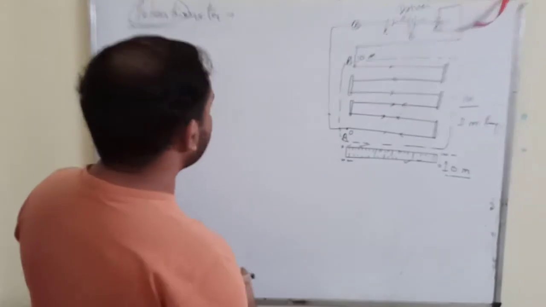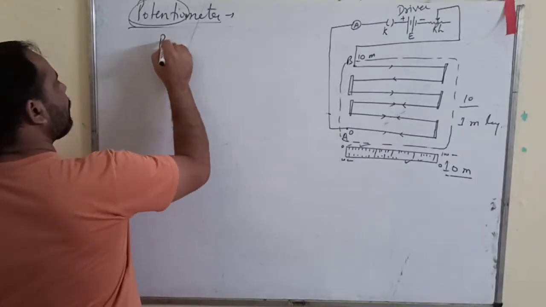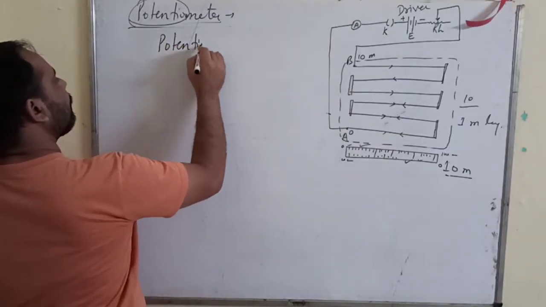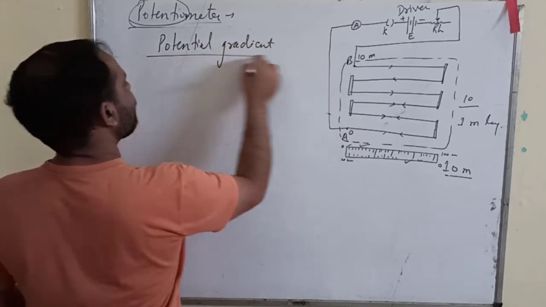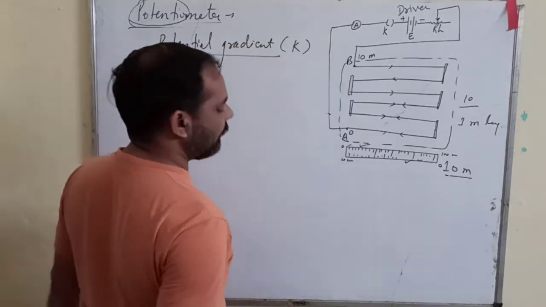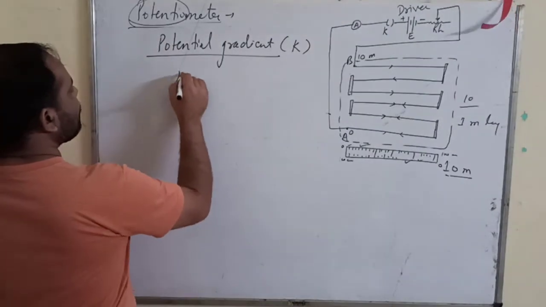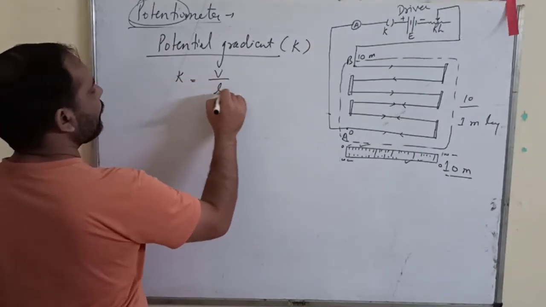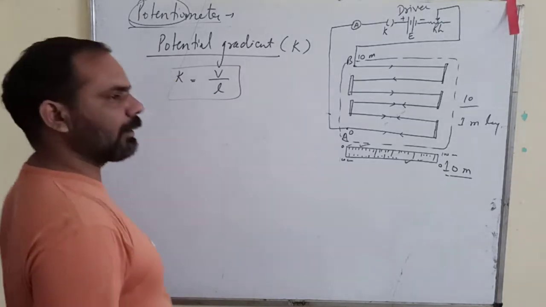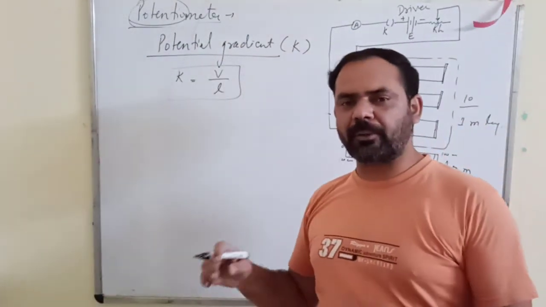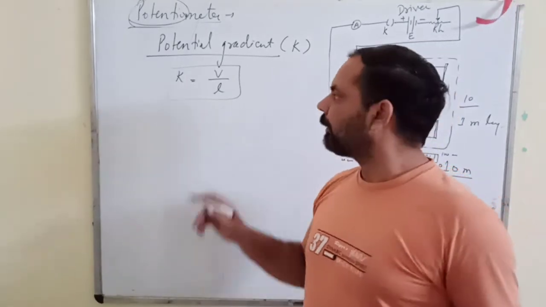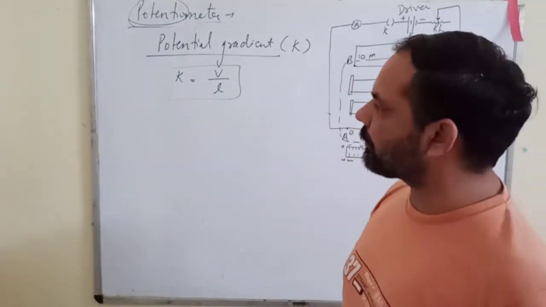Now there is one term which is very important, and that is potential gradient, denoted by small k. This potential gradient is the potential drop per unit length of the wire. How much potential drops in a unit length of the wire? That is your value of potential gradient.